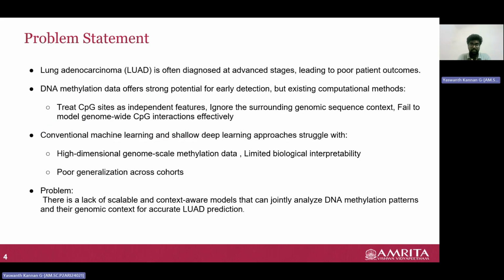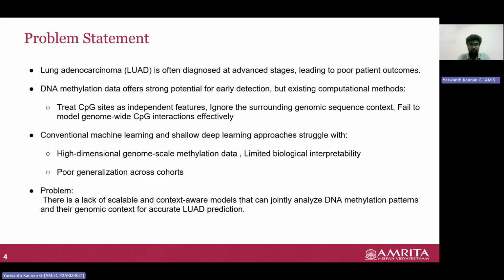Although DNA methylation data has strong potential for cancer detection, existing computational approaches have several important limitations. The first is that most models treat the CpG sites as independent features, whereas in reality the CpG sites exhibit interdependent behavior, especially within nearby genomic regions. Ignoring this can lead to the loss of important biological information. Secondly, many approaches do not incorporate the DNA sequence context, even though the sequence plays an important role in gene regulation and influences the methylation patterns.